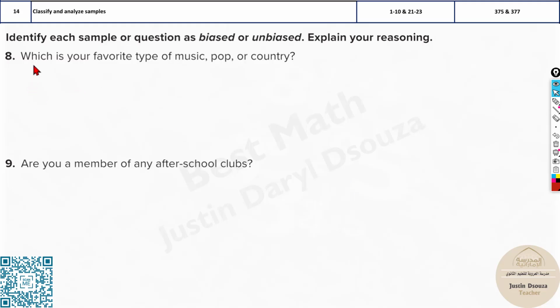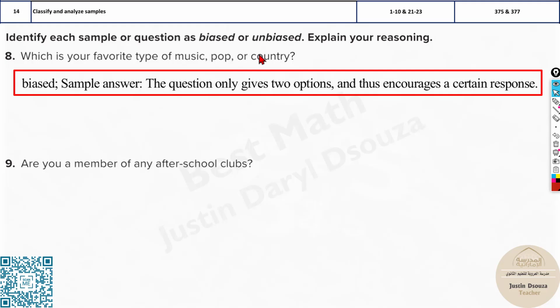What about this one? Which is your favorite type of music? Favorite type of music, pop or country? Now there are so many different types of music, and you're just giving them two options. Again, it's biased, isn't it? This will be biased because you're not giving them their own free choice. You're just restricting them to pop or country. What about if they like rock music or some other music? So this is again biased. Are you a member of any after school club? See, now this is unbiased. Why? Because you're just asking a person, are you a member of any after school club? You're not enforcing any of your opinions. You're not pressurizing them to answer anything.